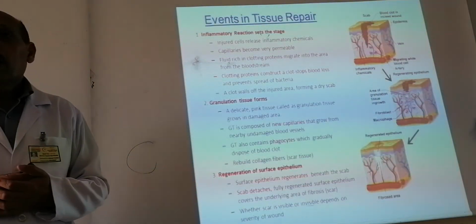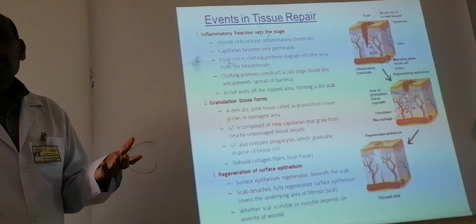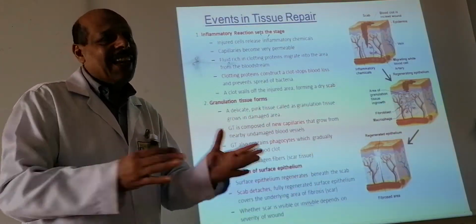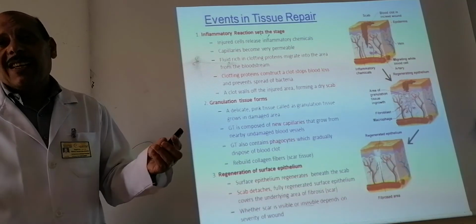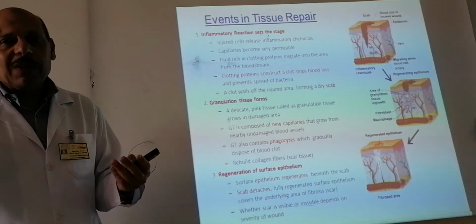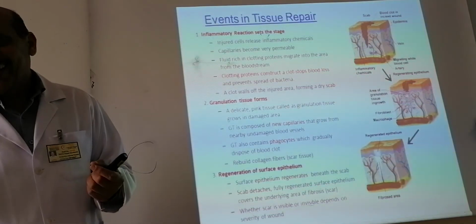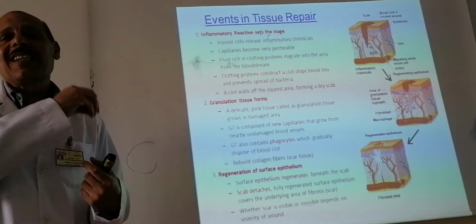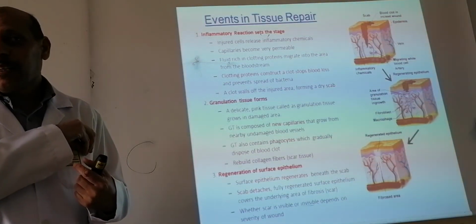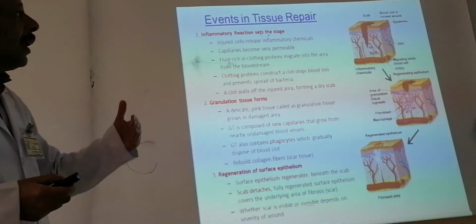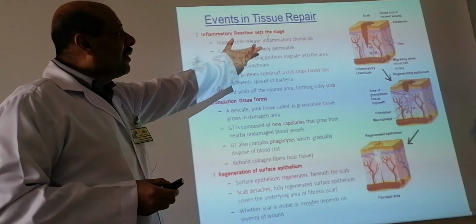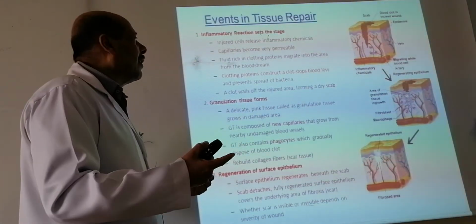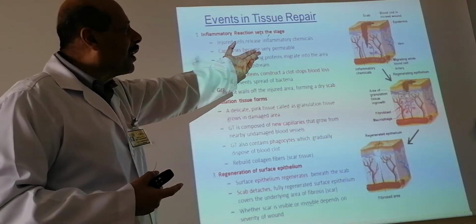Now, after that, there will be tissue repair. When injury is there, the tissue which is injured has to be removed from that area, and then new tissue will be built to replace the destroyed tissues. So what will happen? The inflammatory reaction sets the stage. What is the inflammatory reaction that happens? One, injured cells release inflammatory chemical substances.